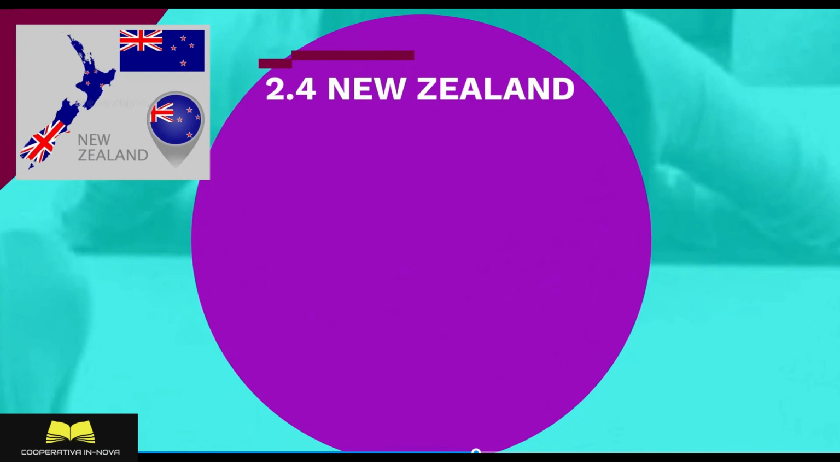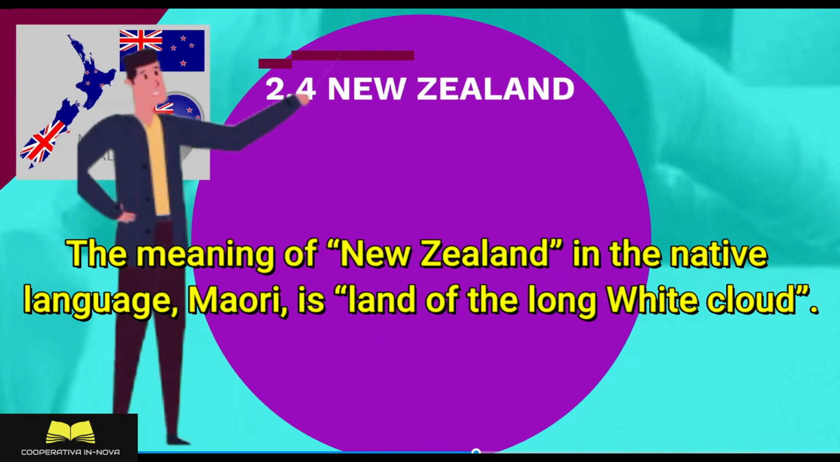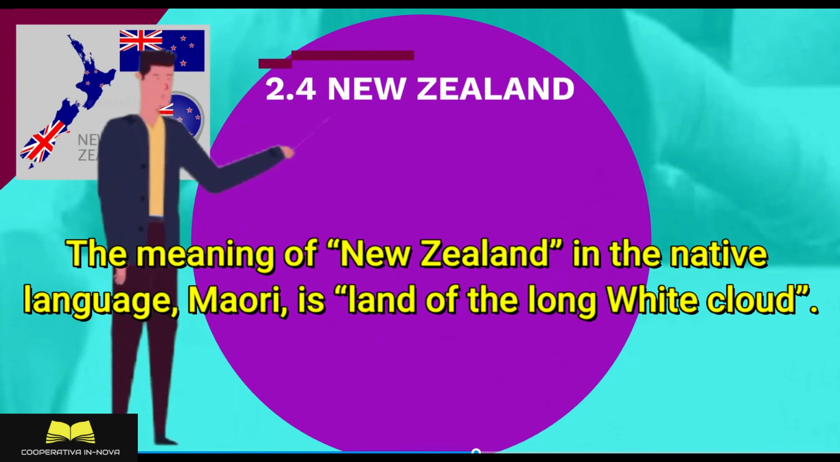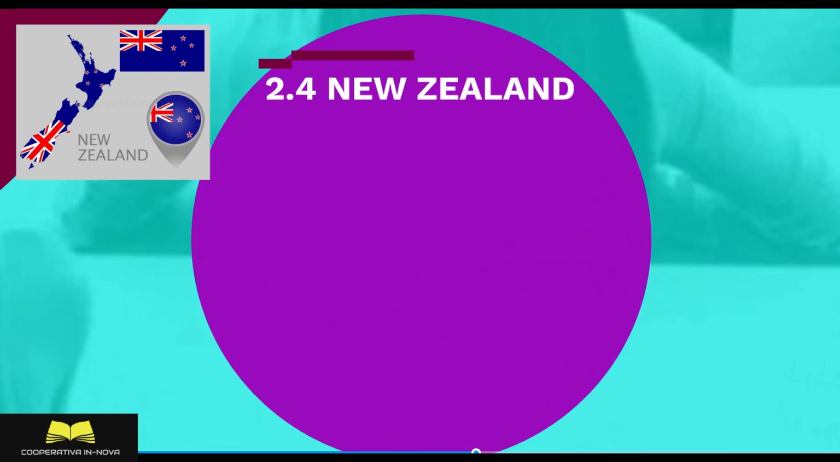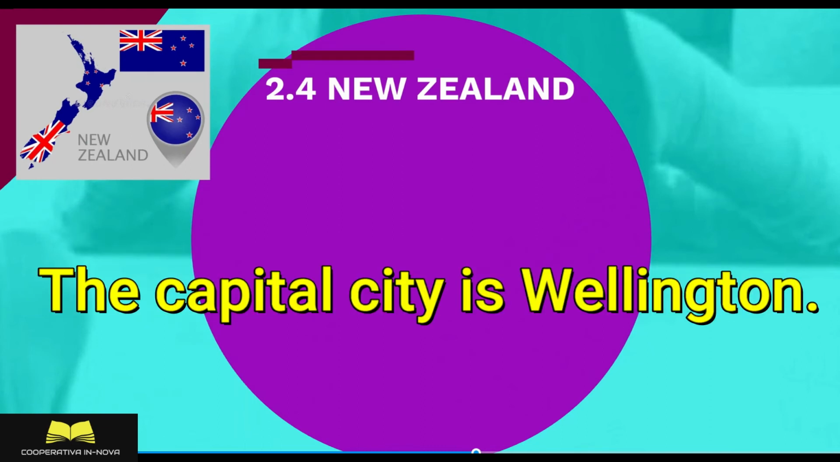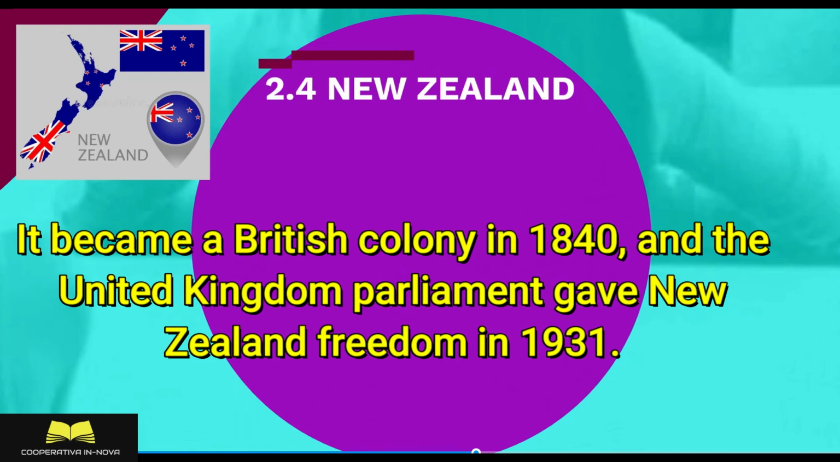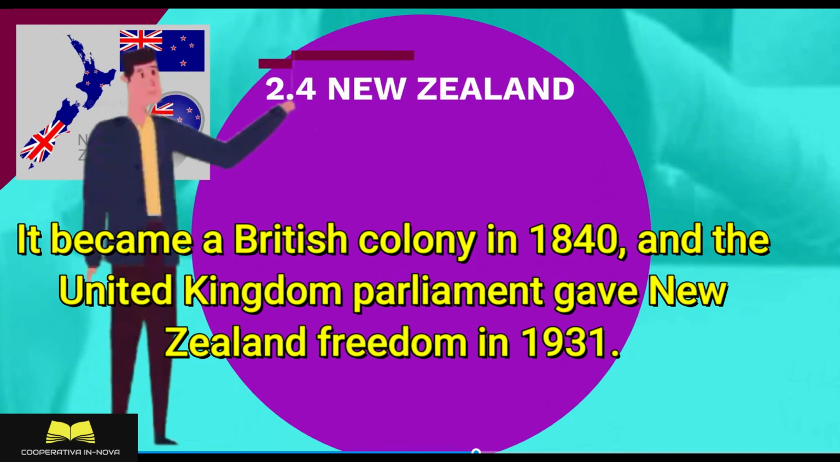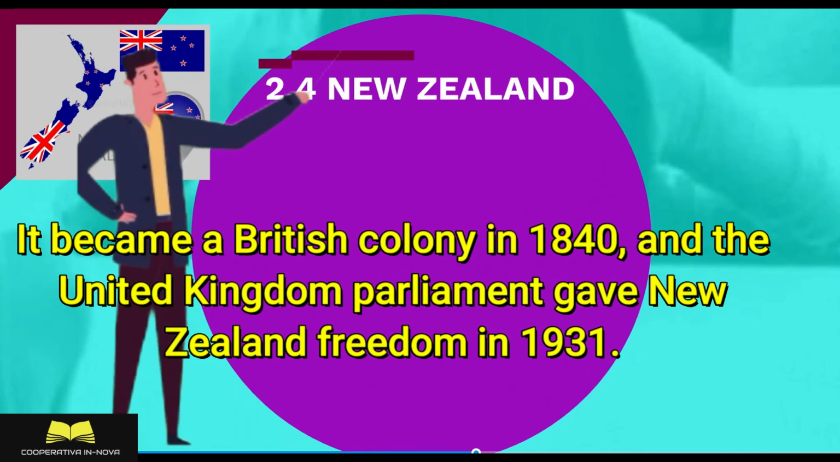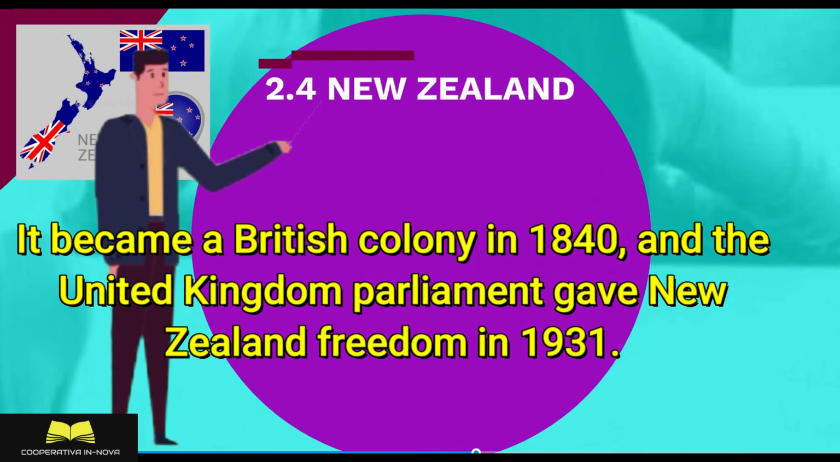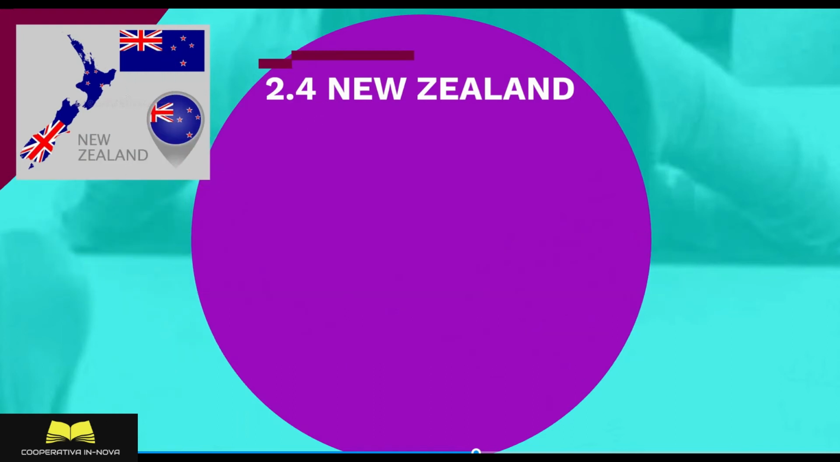(2.4) New Zealand. The meaning of New Zealand in the native language, Maori, is Land of the Long White Cloud. The capital city is Wellington. It became a British colony in 1840, and the United Kingdom Parliament gave New Zealand freedom in 1931.